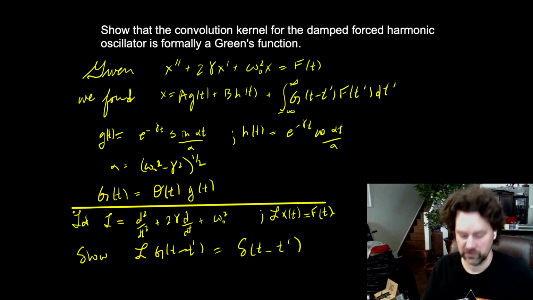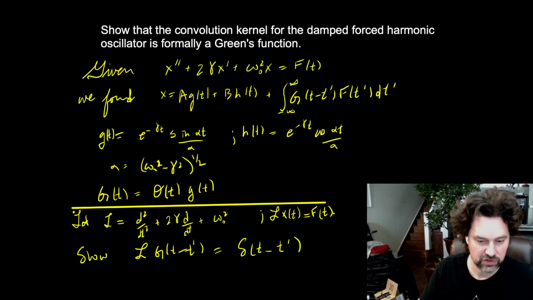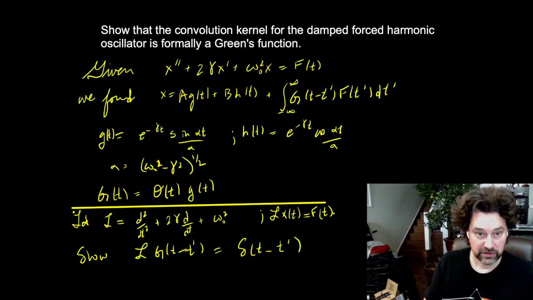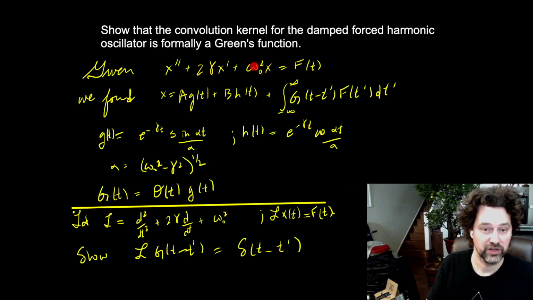In our last two videos, we've been looking at the solution of the damped forced harmonic oscillator equation. We have the second derivative with respect to time plus 2 gamma x prime plus omega naught squared x equals f of t, where f of t is a forcing function, gamma is our damping term, and omega naught is our fundamental harmonic frequency.